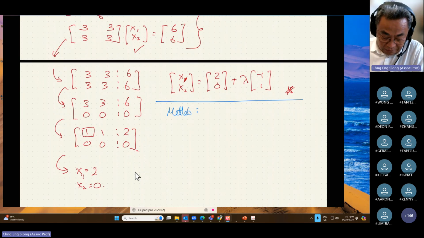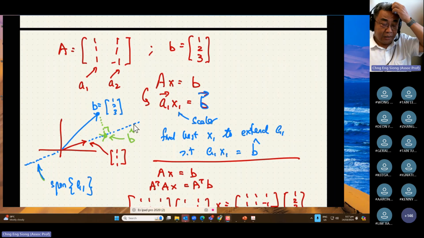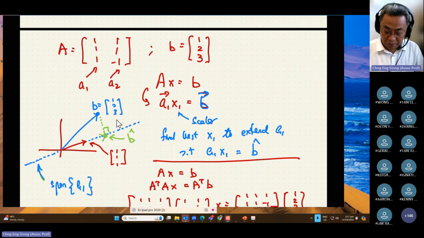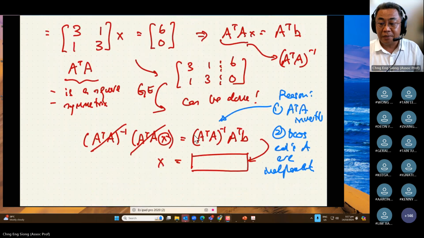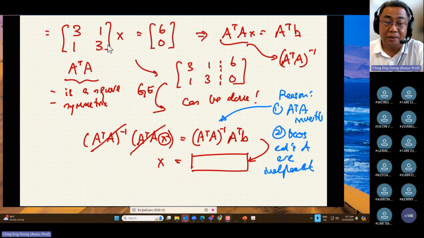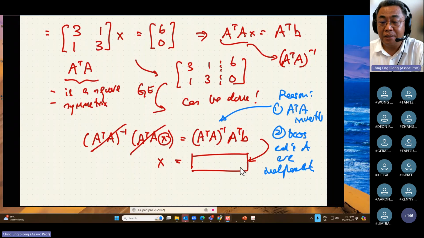All right, so the last example is I've given you an A and now it's tall. I've given you a B that is not in the column space of A, and now I continue to work it out, with the famous equation that I will apply, which is this. And voila, I can find A transpose A inverse because A transpose A is not singular. And it is not singular because it has independent columns of A to start with. And then we find the answer.